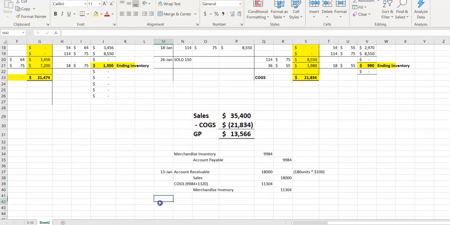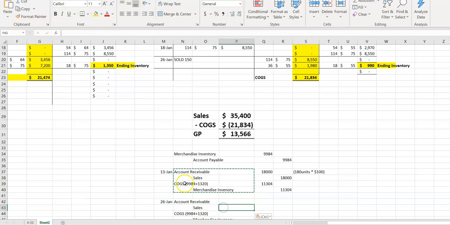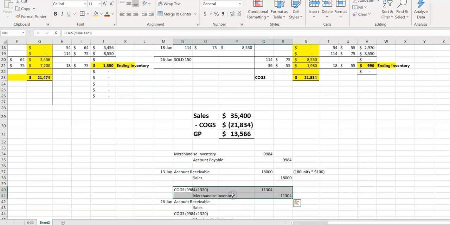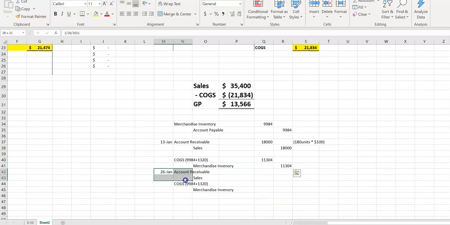All right, then for the January 26th, you have all the same basic entries. Actually, you know what? I'm going to move this down one. And I want to move these down because I like to have a line between. That bothers me. I don't know why I did that.